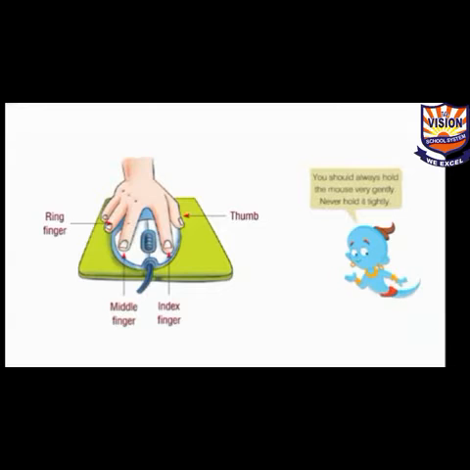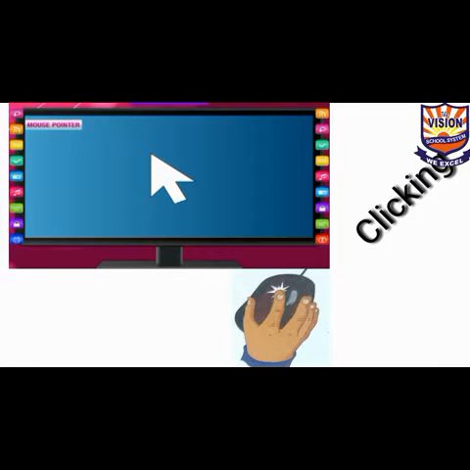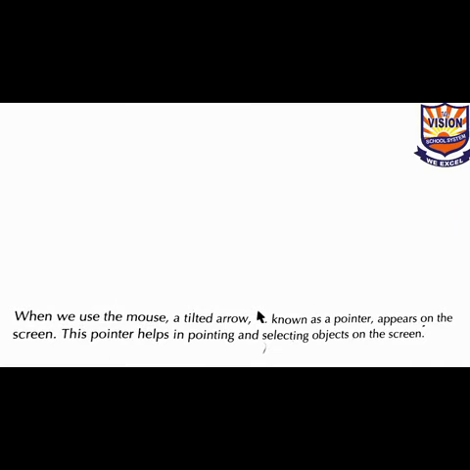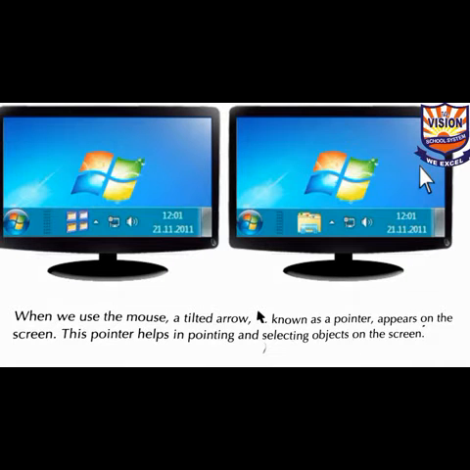Mouse action. Try pressing a button on the mouse. You hear a click sound. This action is called clicking the mouse. When we use the mouse, a tilted arrow known as a pointer appears on the screen. The pointer helps in pointing and selecting objects on the screen.